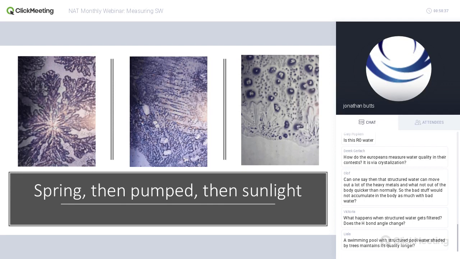Next question is, can one say that structured water can move a lot of the heavy metals and whatnot out of the body quicker than normally, so the bad stuff would not accumulate in the body as much as with bad water? I think that's fair to say. We see that tendency in the increased ability to pick up and carry things away, and the increased number of 5-ring structures associated with a toxic body, typically in and around cells, would indicate that water is attempting to carry that stuff out, with a common sense view.